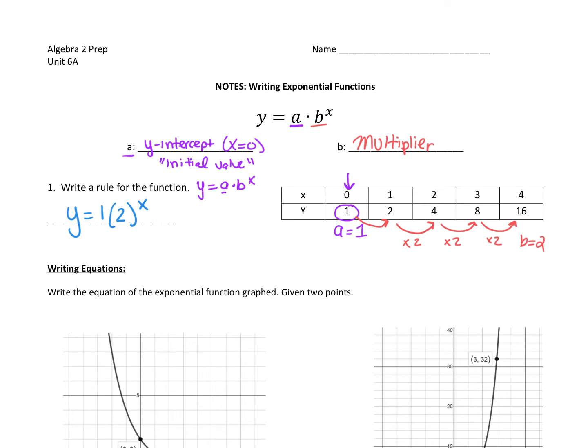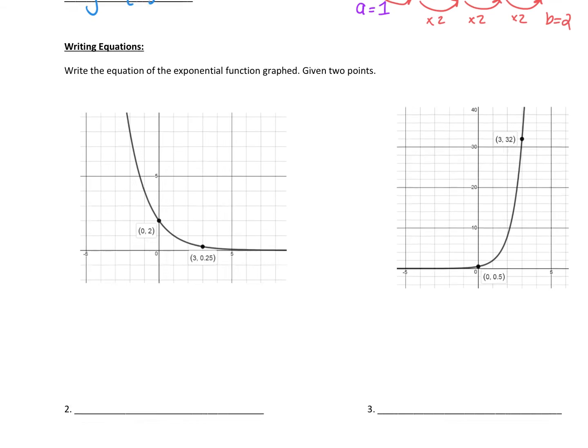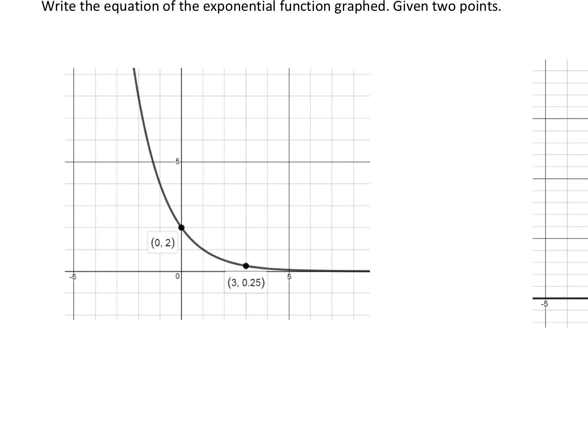Now if we're going to do the same thing, but just from a graph, I want to identify what's a and what's b. So in this case, I can see my y-intercept is right here. I know it's my y-intercept because my x is 0, so that means my a is 2. Now, unlike the table, I can't see what my b value is, so I'm going to use this other point to help me, (3, 0.25).